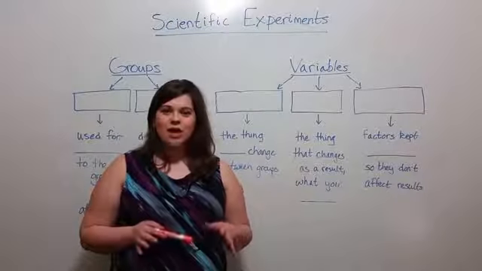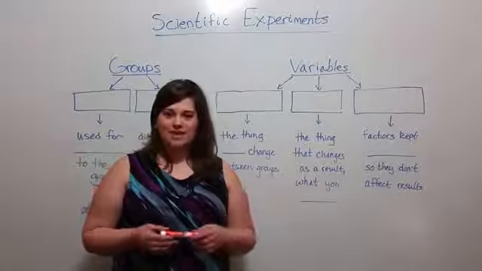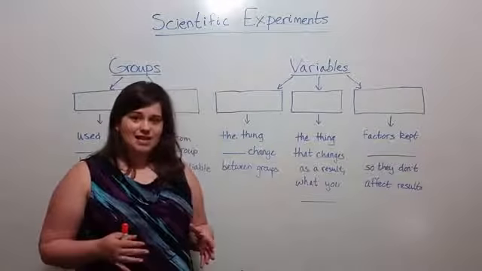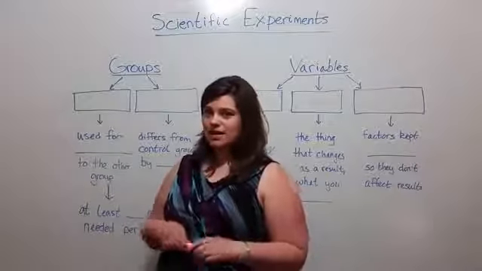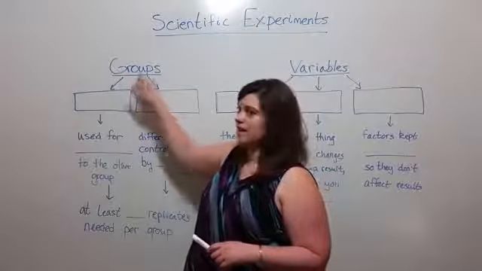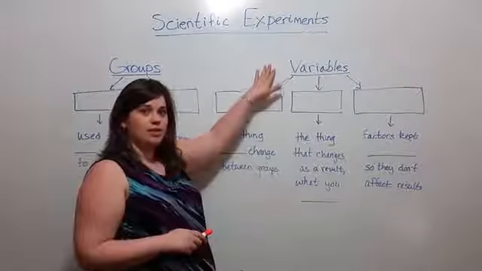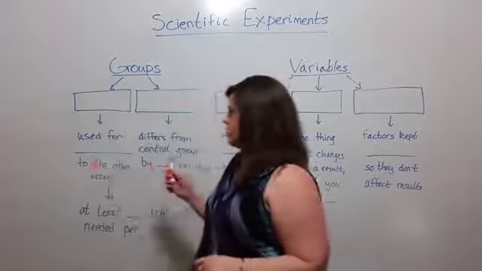Today we're going to talk about how to set up and perform a scientific experiment. Whenever you are designing a scientific experiment, you have to keep two different things in mind. That is, what are the groups that you are using in your experiment, and what are the variables in your experiment. First, let's talk about the groups.